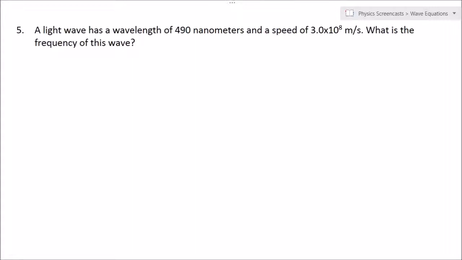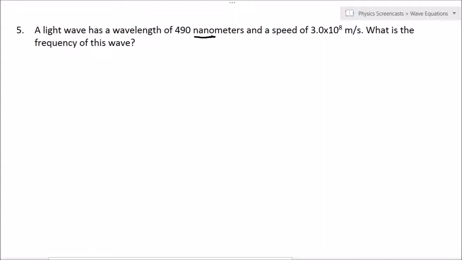We have a light wave with a wavelength of 490 nanometers and a speed of 3.0 times 10 to the 8th meters per second. What is the frequency of the wave? So this right here might throw you off. This is a quick Google search to find out what this means.